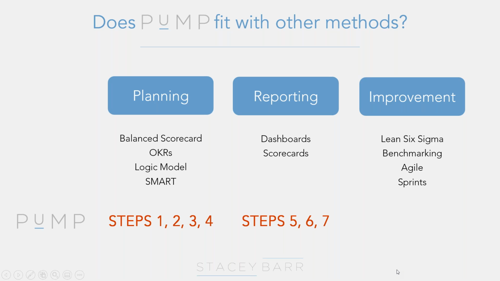Thirdly, how does PuMP fit with improvement methods? Let's take, for example, Lean Six Sigma, which might be the most common performance improvement methodology on the planet. It heavily emphasizes measurement, but even still, people have trouble coming up with meaningful measures for the Six Sigma project because the measurement how-to instructions aren't there.